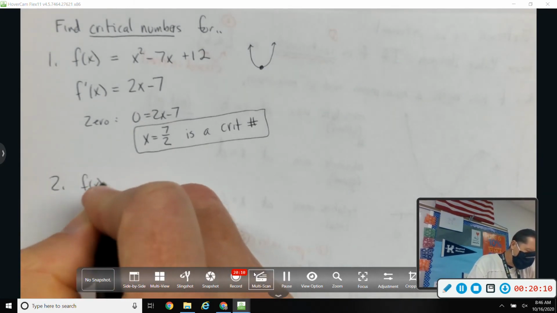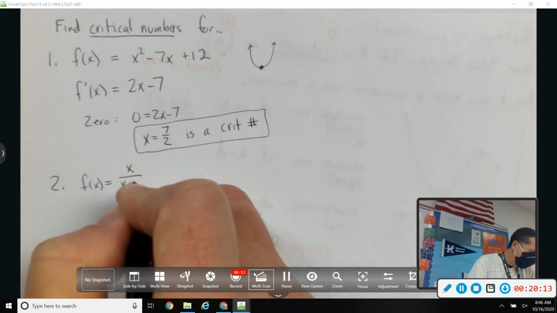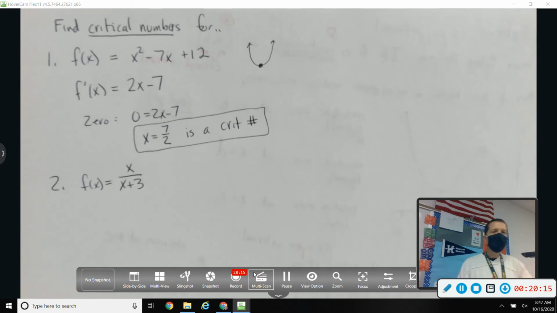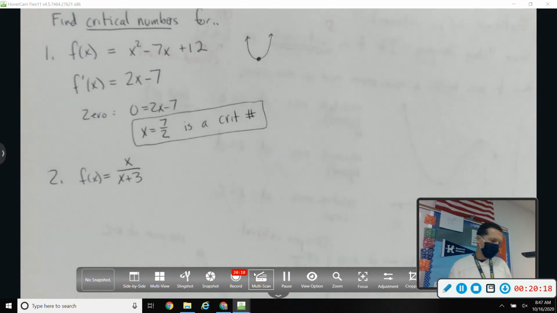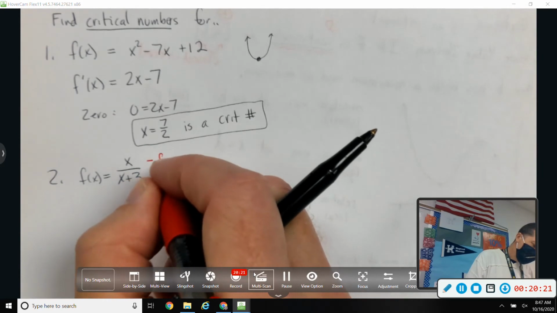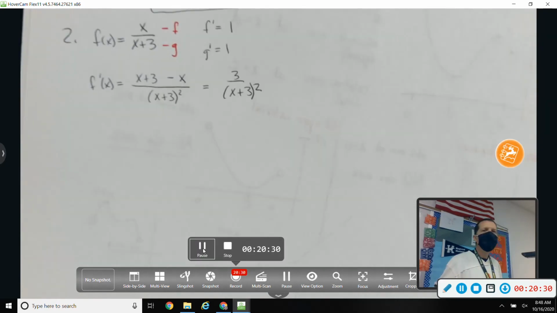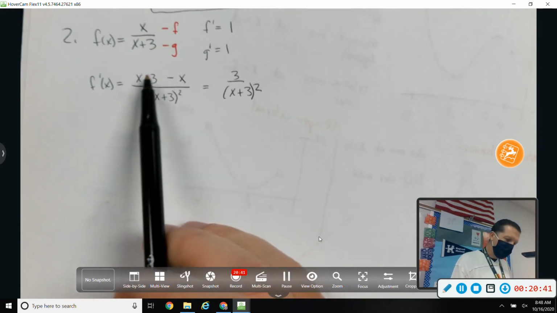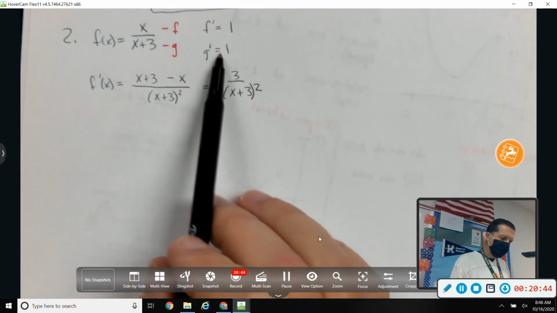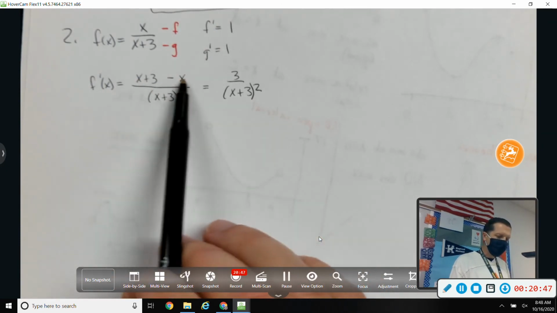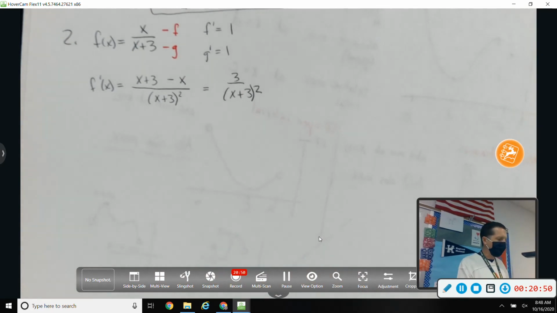Number 2, f of x equals x over x plus 3. Well, I need to find that derivative. Quotient rule. So why don't you take a second to use the quotient rule and find that derivative. Make f be the top, g be the bottom. f prime and g prime are easy. Then g f prime minus f g prime all over g squared. The x's cancel, and we get 3 over x plus 3 squared.